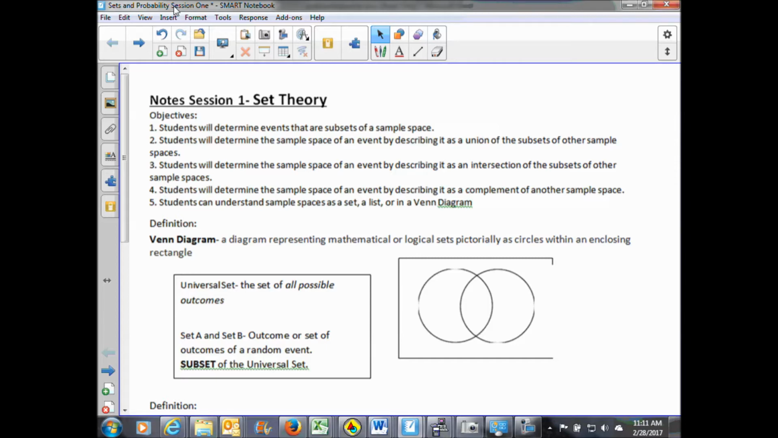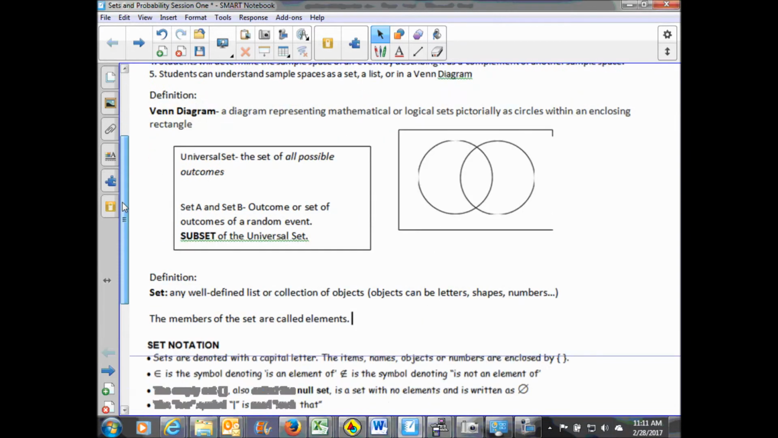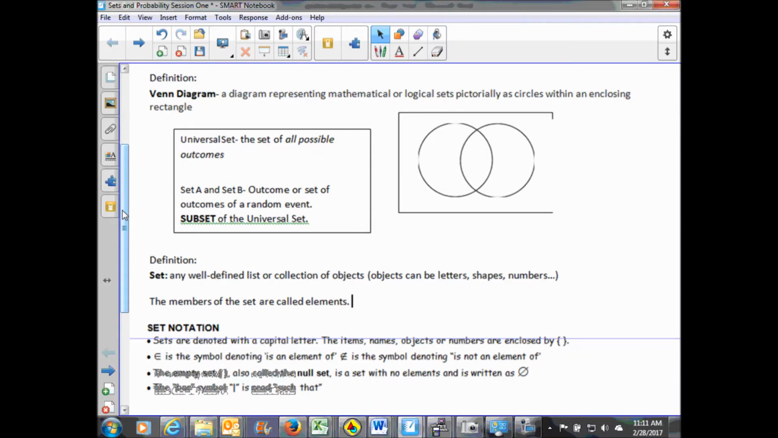Now, we want to start with sets themselves, and so I would draw your attention down here to the definition of a set. A set is a well-defined list or collection of objects. Objects can be letters, shapes, numbers, actually ideas or events. The members of the set are called the elements of the set.